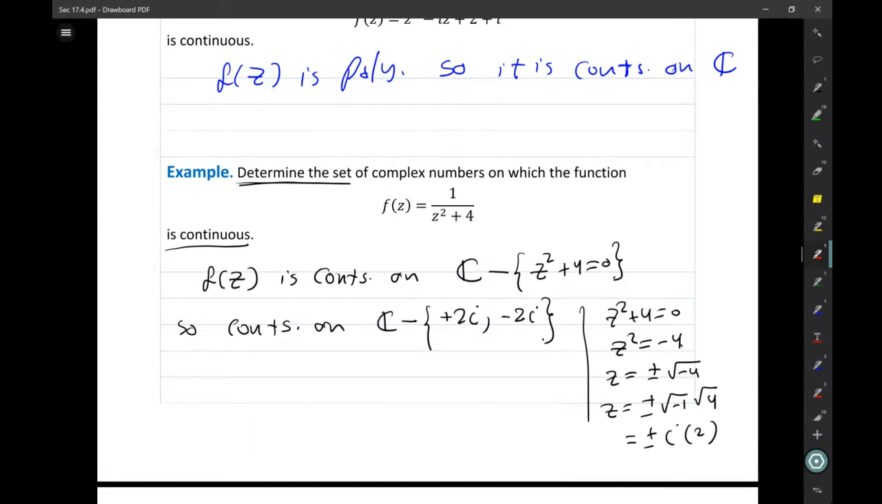Is this example clear? Doctor, can you repeat, please?